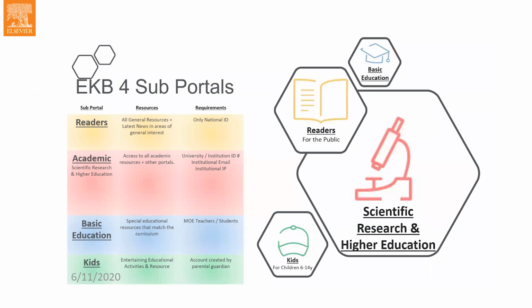The ones that will be of interest to us for the sake of our Elsevier resources are the reader and academic portals. The reader portal is the most generic portal. It means any Egyptian citizen with a national ID gets access to a very good range of content and services available on the EKB from different publishers. They have all the general resources and latest news in areas of general interest.